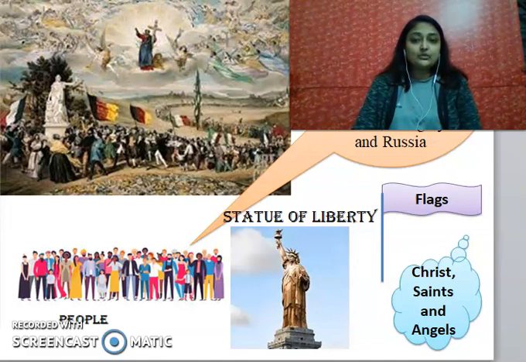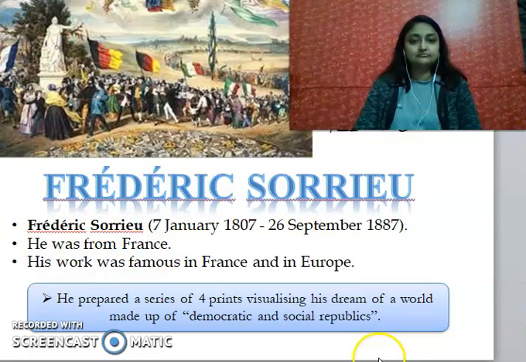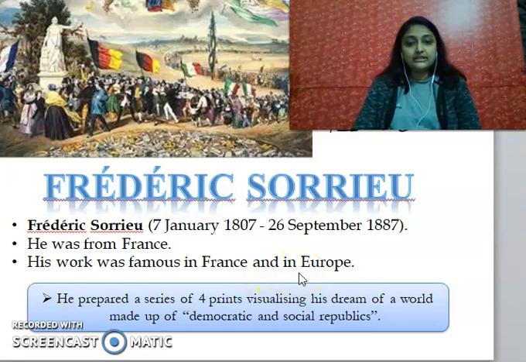Now, who is a painter who has drawn all this? Let's see that. The painter's name is Frederic Sorrieu. Frederic Sorrieu is from France. His work was very famous in France and Europe. Now the painter painted 4 prints. In that the one is given in your textbook. This is just a vision, what he dreamt of. And he called it a democratic and social republic.